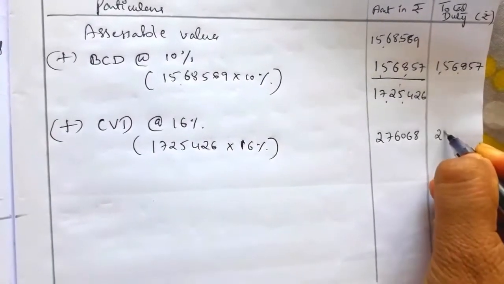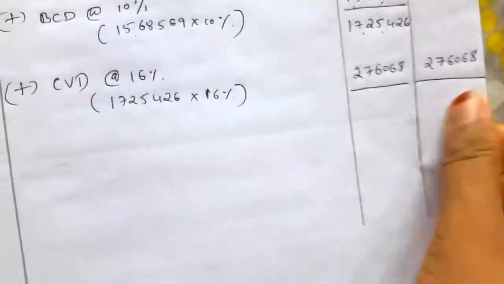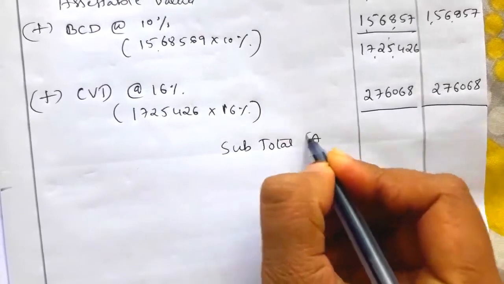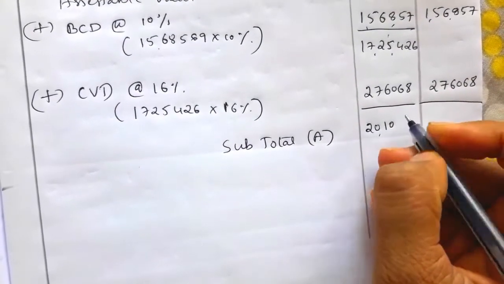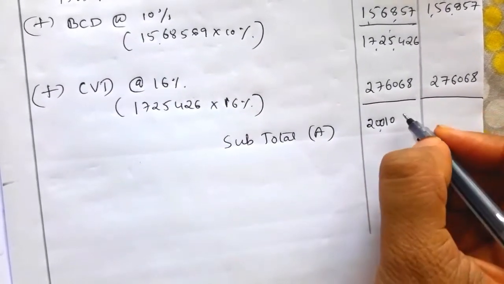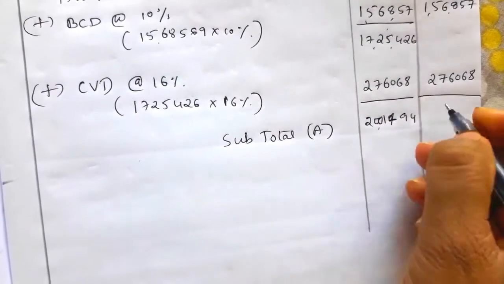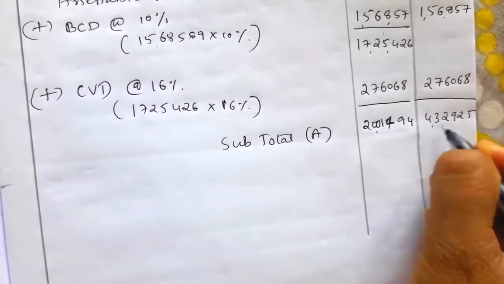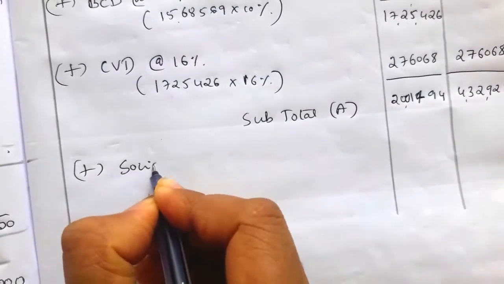So the same we have to take here also, 2,76,068. Now total it. There is no tax in the first section before subtotal A. So subtotal A is equal to 20 lakh 1,494, and the total tax will be 4,32,925. Okay, next we have to add a social welfare surcharge.